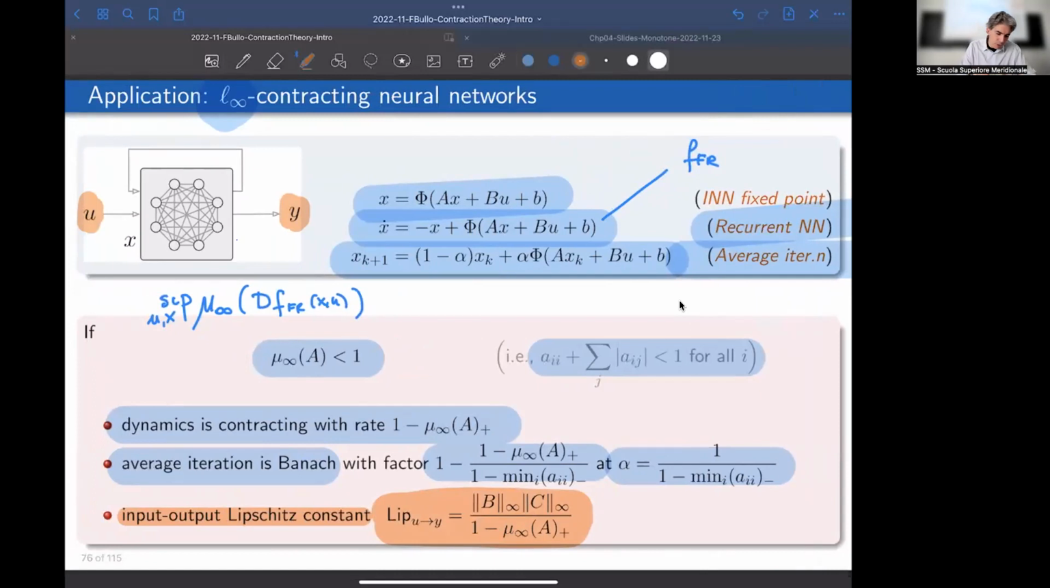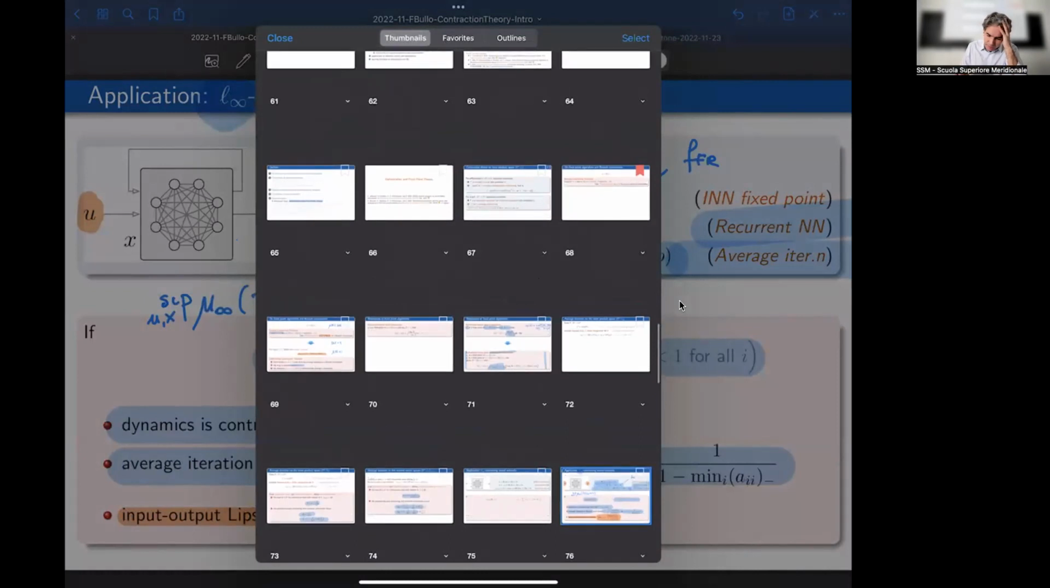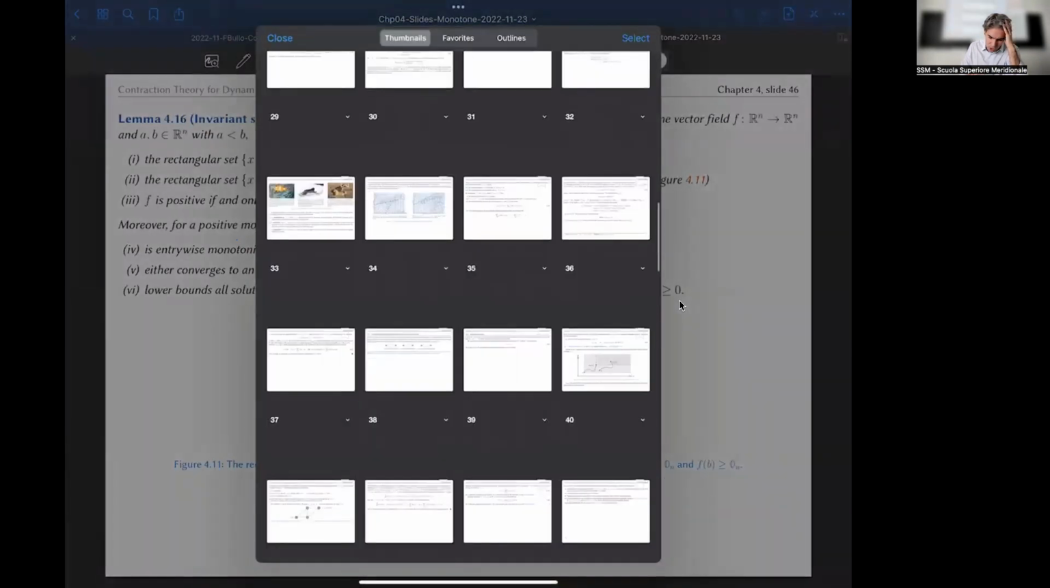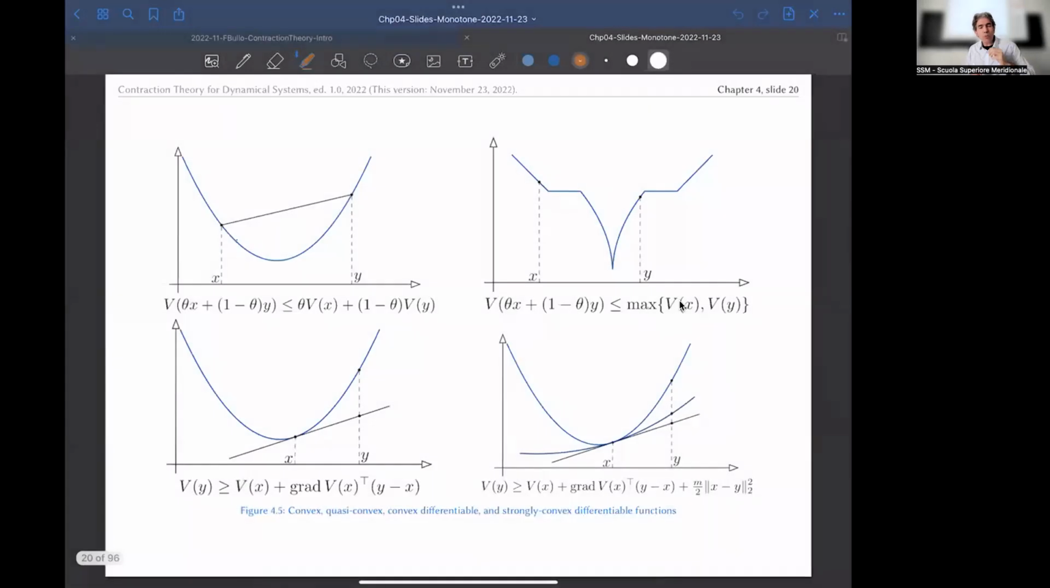So that was the review. Now, I would like to speak a little longer about this deep relationship between contraction theory for dynamical systems and optimization problems. So let me show you a little result, which let me remind you. Do you guys remember what it means for a scalar function to be convex?